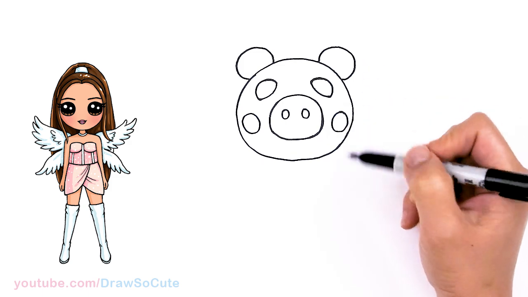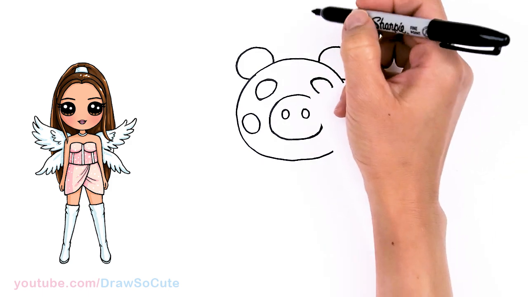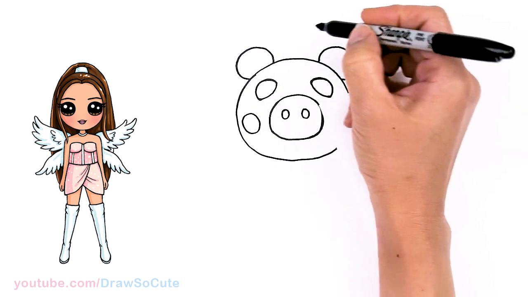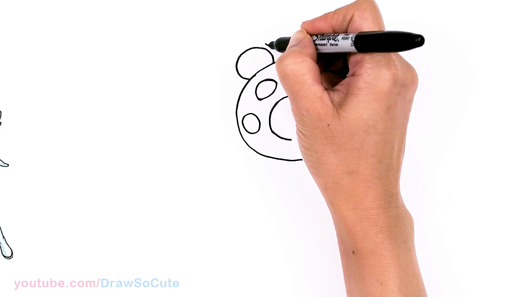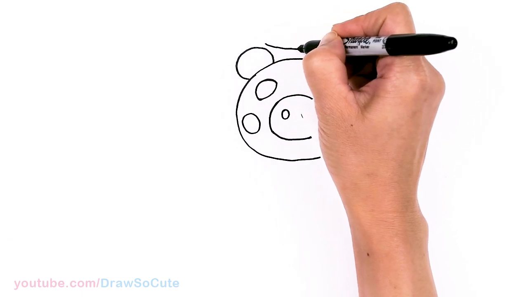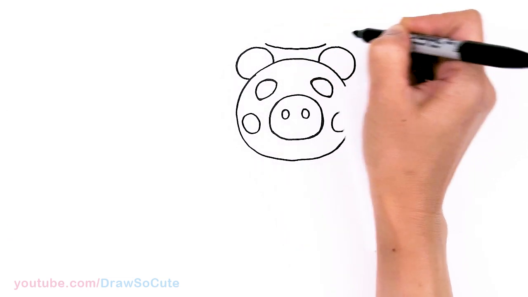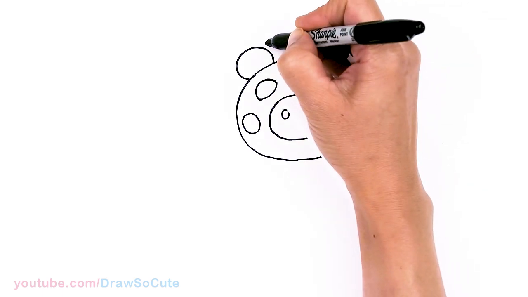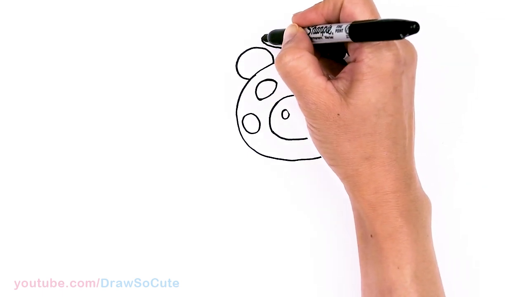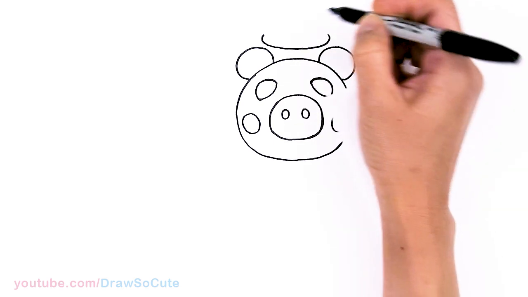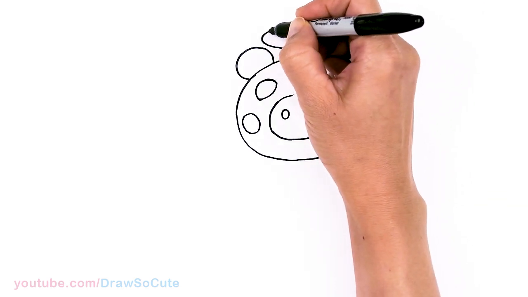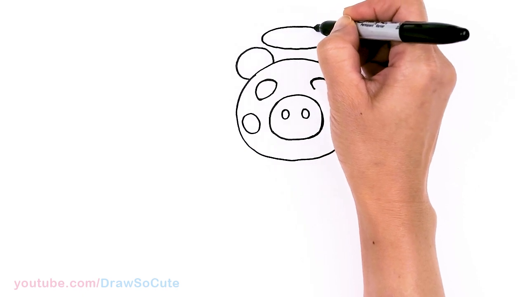And now let's draw her halo. Let's come up here, since she is an angel, of course. Right between the ears, I'm going to go ahead and start with a curve. We're basically aiming to draw an oval. We'll start off with a curve and then round off the sides and then connect it at the top with another curve.